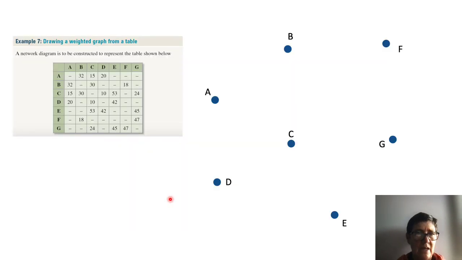All right, now we're going to take a table and we're going to draw the diagram. I'm going to start at A. Again, it's got A to A, there's nothing. But A to B is 32. So I joined it up and I've weighted my edge 32. A to C, 15. A to D is 20. So I've connected anything that A connects to, according to this table, on my graph.